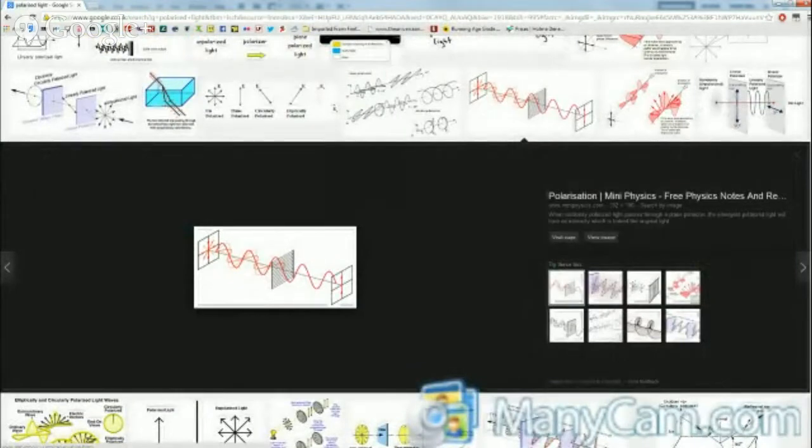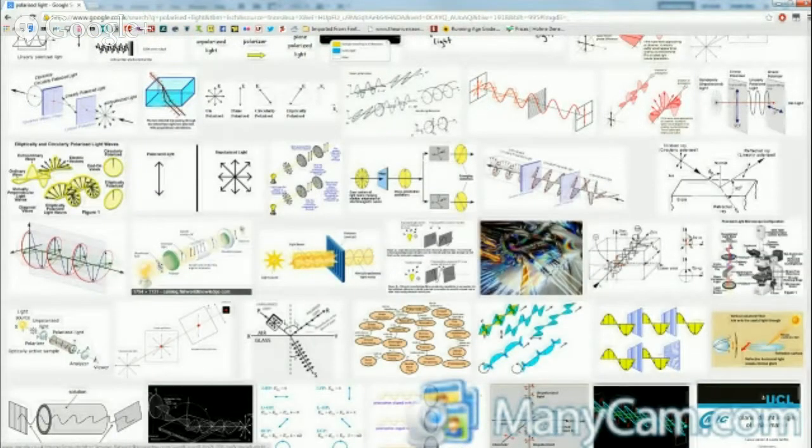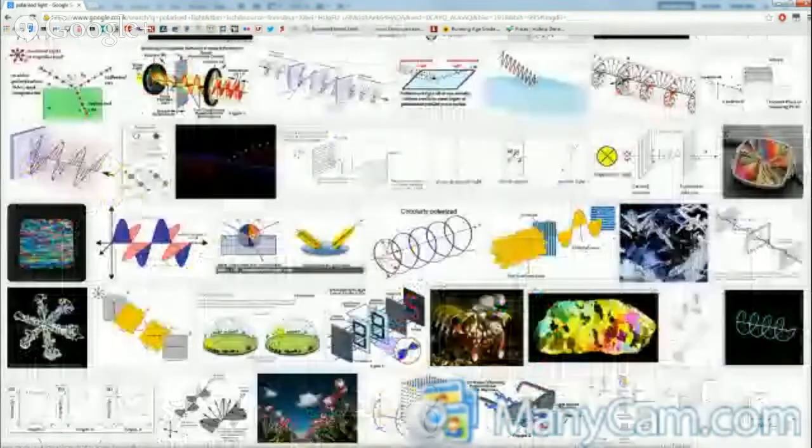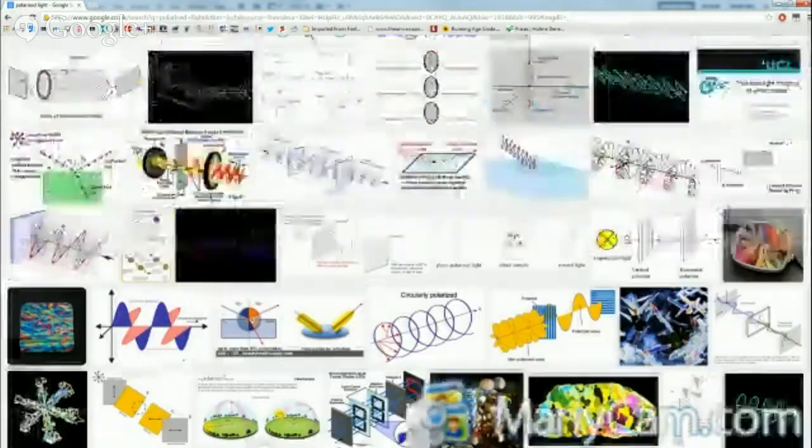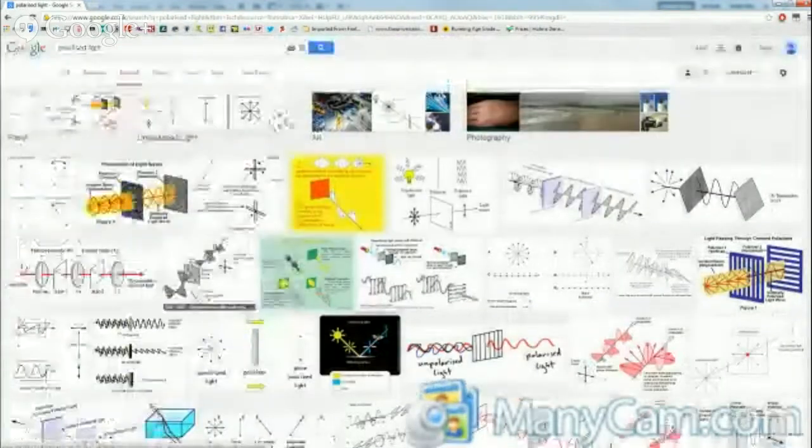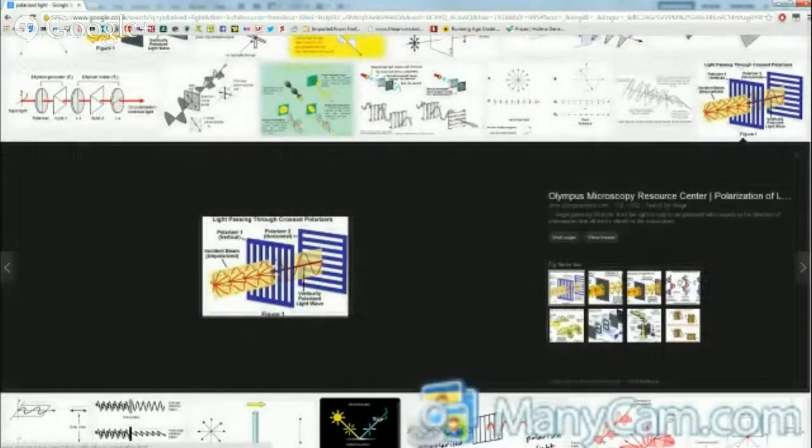That one, oh, that was quite nice, but it's been drawn a little bit confusing. Where's it gone? Here we go, this one will do.